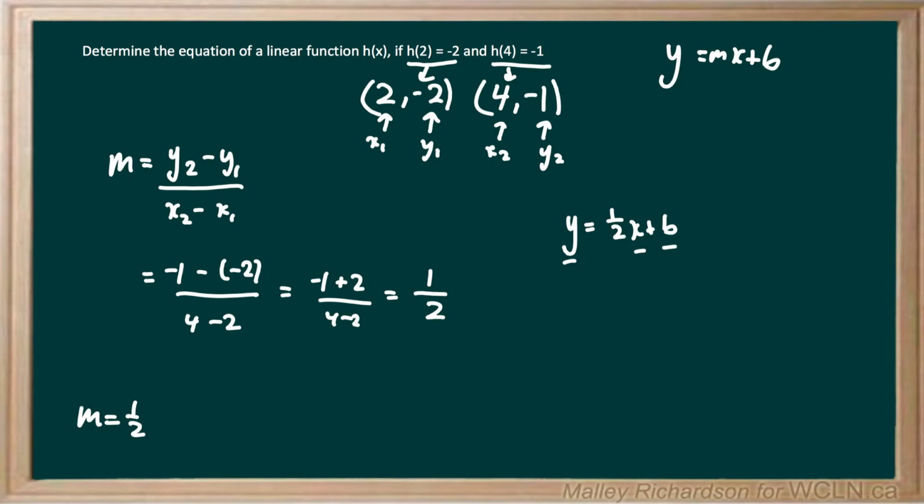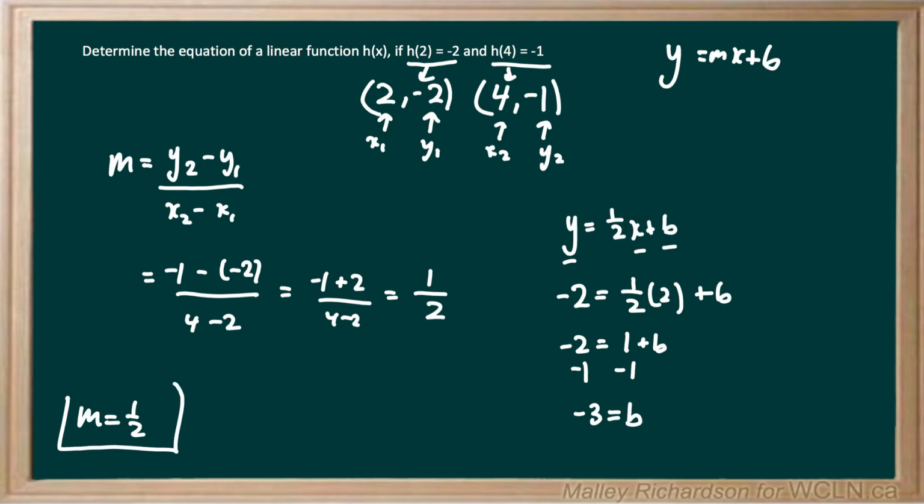So I'm just going to use the 2 and negative 2. So whenever I see a y, I'm going to replace it with a negative 2. And wherever I see an x, I'm going to replace it with a 2. And then now we just have to solve for b. Well, 1/2 times 2 is 1. And then to get b by itself, I'm going to subtract 1 from both sides. And I get negative 3 equals b.